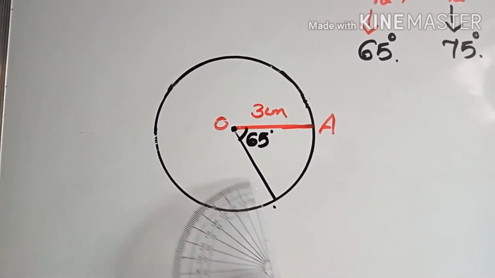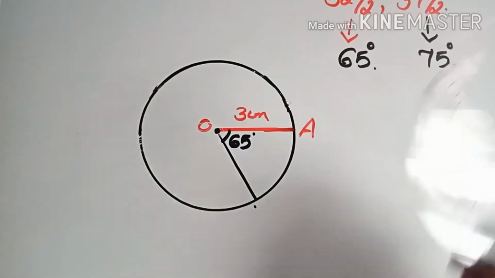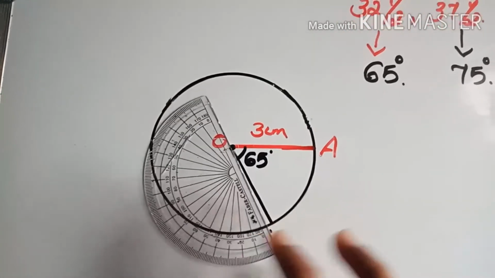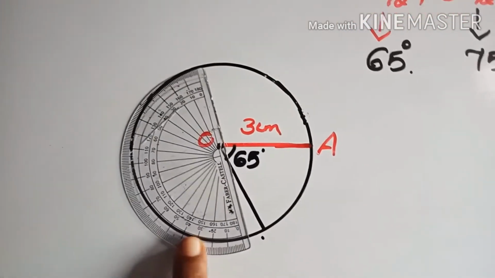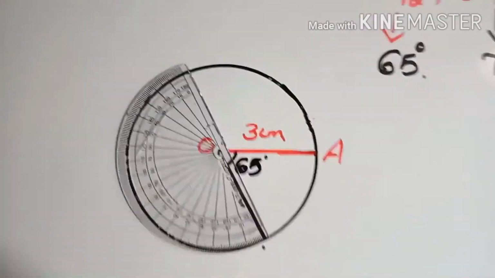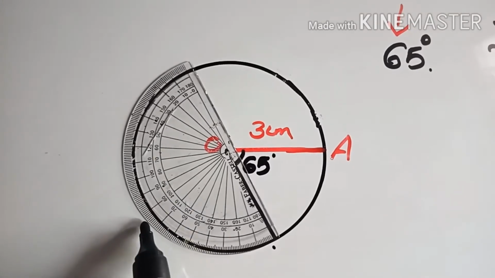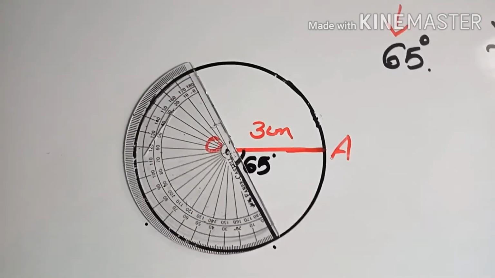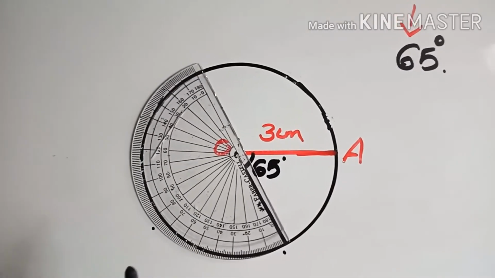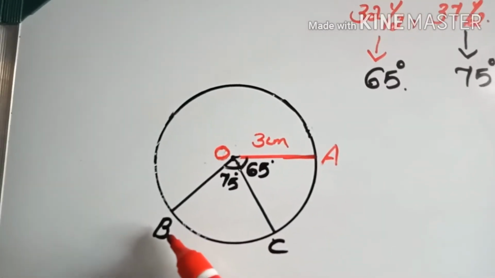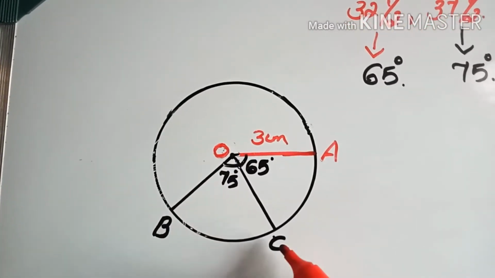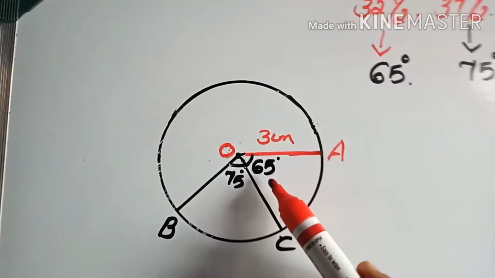Now OA is over, we got 65 degrees up to this line. From this line, measure 75 degrees. Keep the protractor like this and measure 75 degrees almost here. After that, remove the protractor and draw the line like this. I mark this point as B and C. This is 75 degrees, this is 65 degrees.